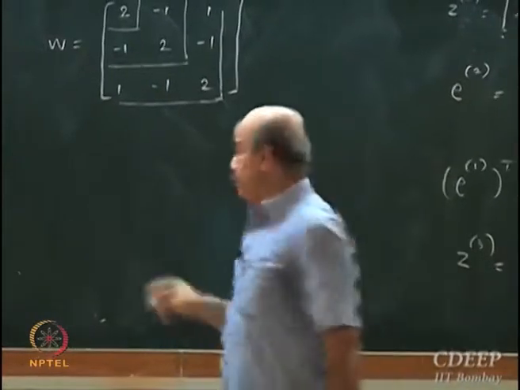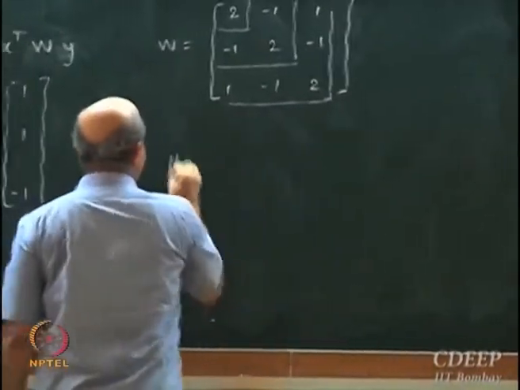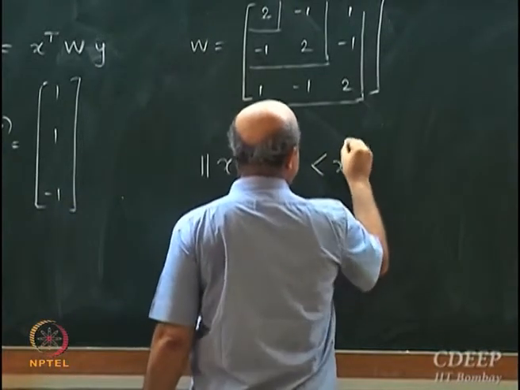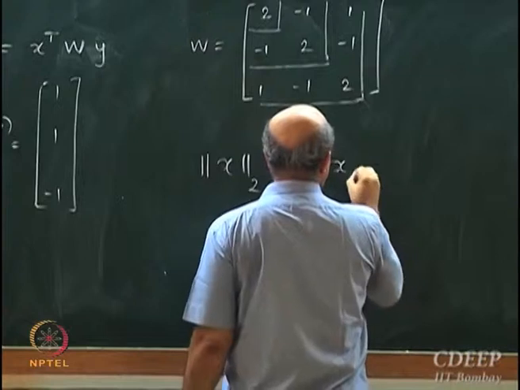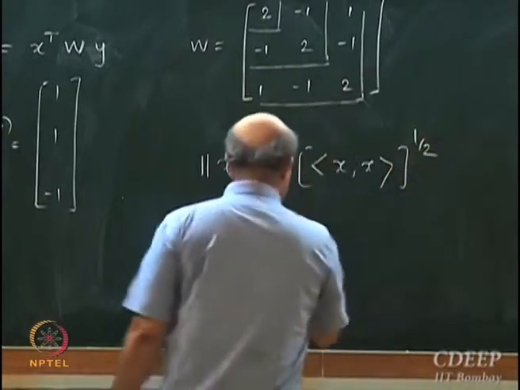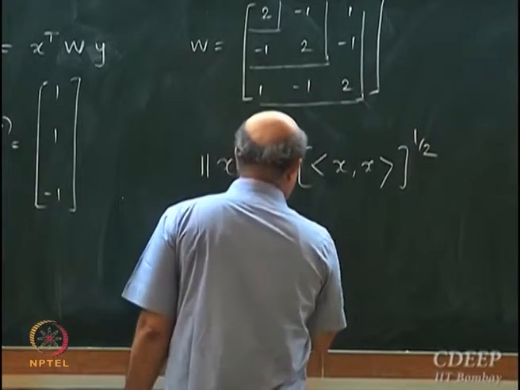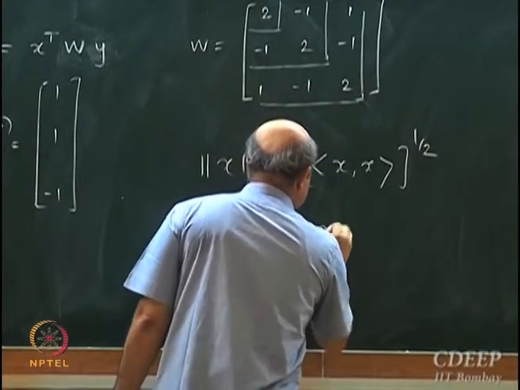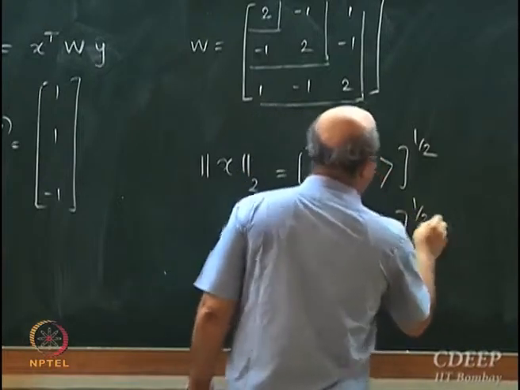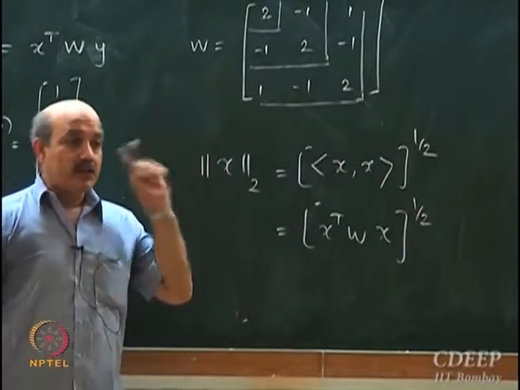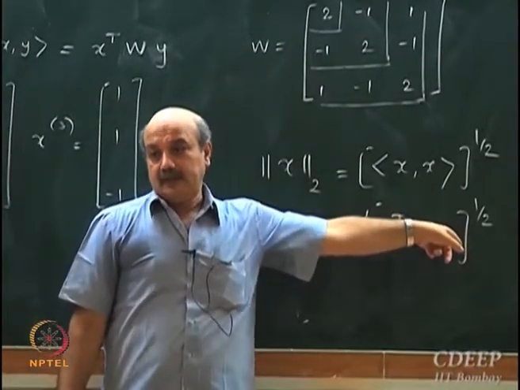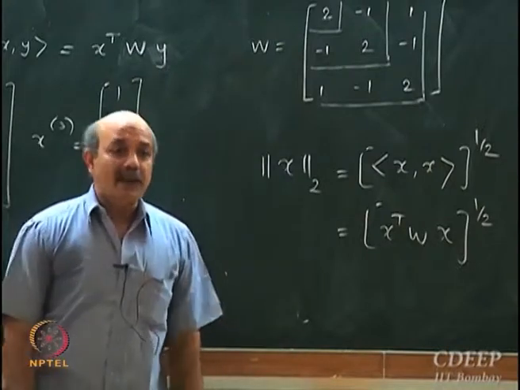Okay. So now just remember, what is our 2 norm? 2 norm is X inner product X raised to half. So in this case it will be X transpose Wx raised to half. All their calculations will have to be done using X transpose W. So what will be the unit direction now?